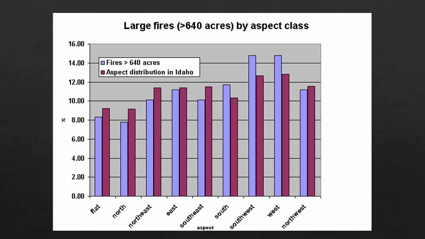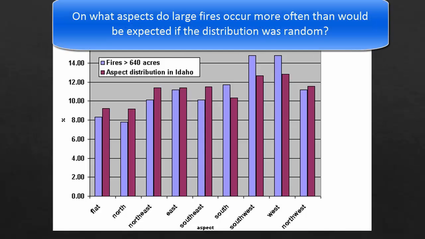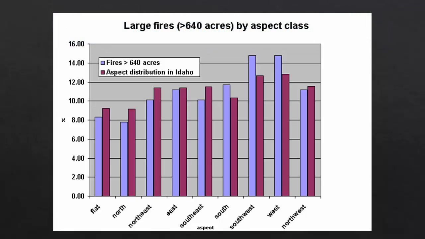In this graph, the start locations of large fires in Idaho between 1986 and 1992 are compared to aspect. On what aspects do large fires occur more often than would be expected if the distribution was random? If you answered south, southwest, and west, you'd be right on.